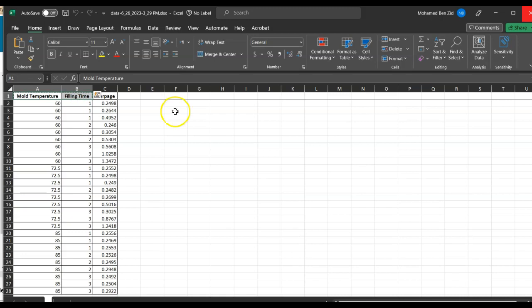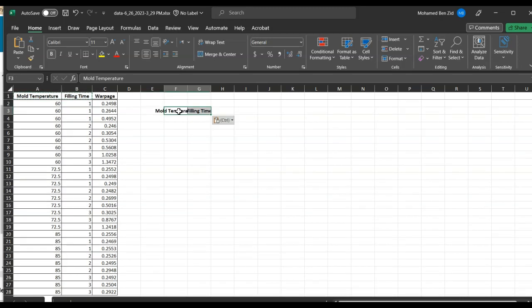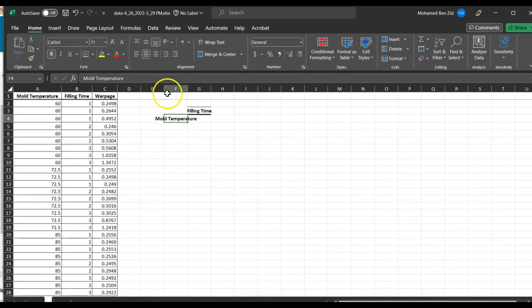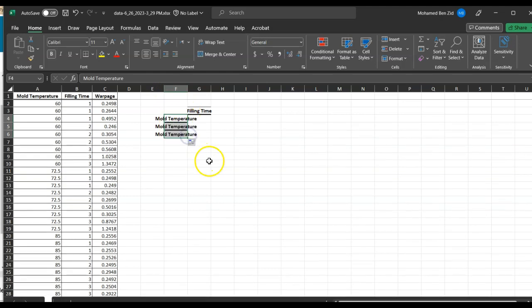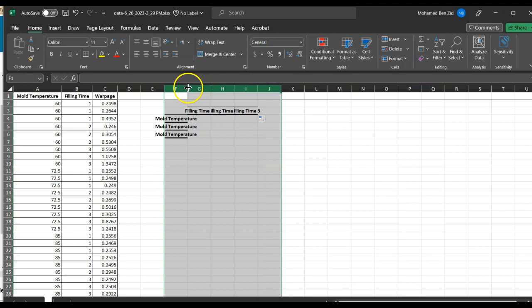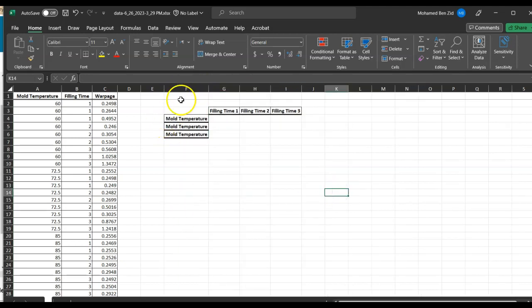First of all, I'm going to copy these two, put them in here, and then I'm going to move the mold temperatures. So for the first one, let me drag it. I need 3 of them here, since there are 3 mold temperatures. For this one, I'm going to write down the filling time as 1, and then I'm going to drag it. Let me put some space here. Once I get this, I'm going to drag it. This should give me 1, 2, 3. Let me put some space. Great.